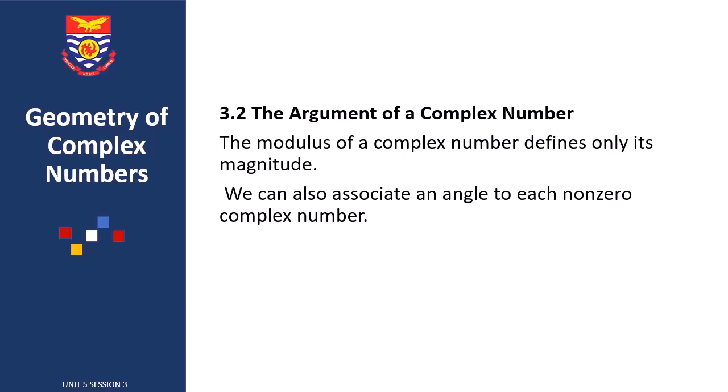Let's look at the arguments of complex numbers. The modulus of a complex number defines only its magnitude. We can also associate an angle to each non-zero complex number. Once we associate an angle, that becomes the argument.